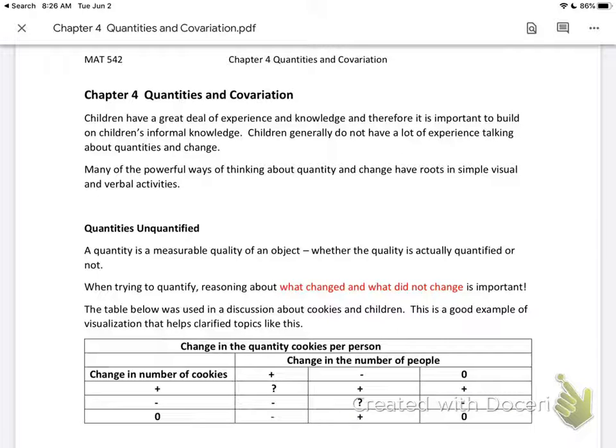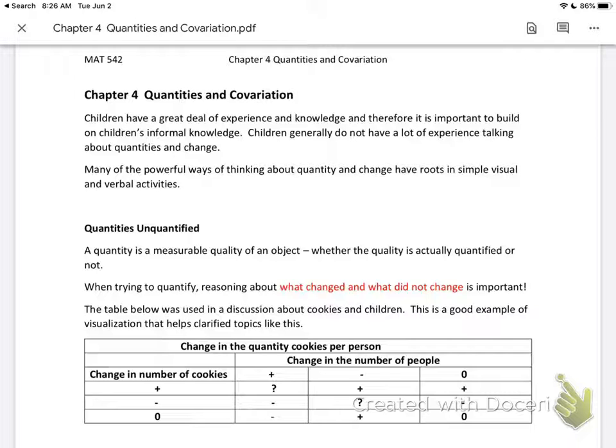Okay, so in this video, we're going to talk about quantities and covariation. So we are in chapter 4. Children have a great deal of experience and knowledge about the world around them, but they generally do not have a lot of experience talking about quantities and change. And many of the powerful ways of thinking about quantity and change have roots in just simple visual and verbal activities. So these are very important.